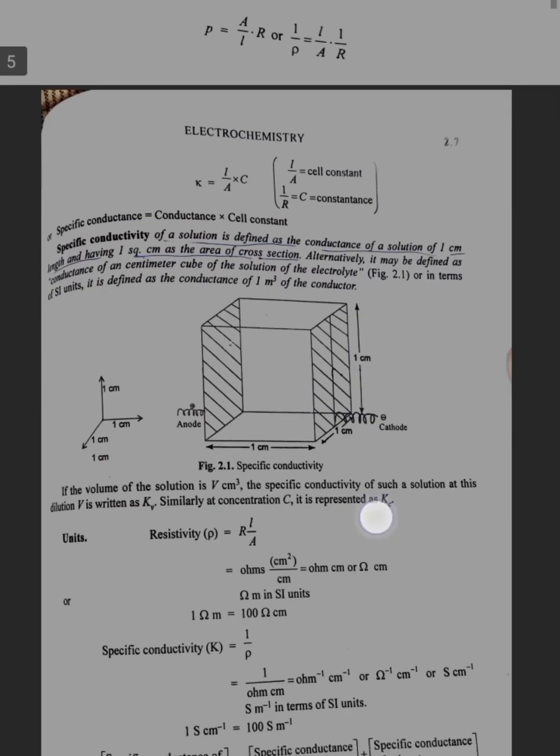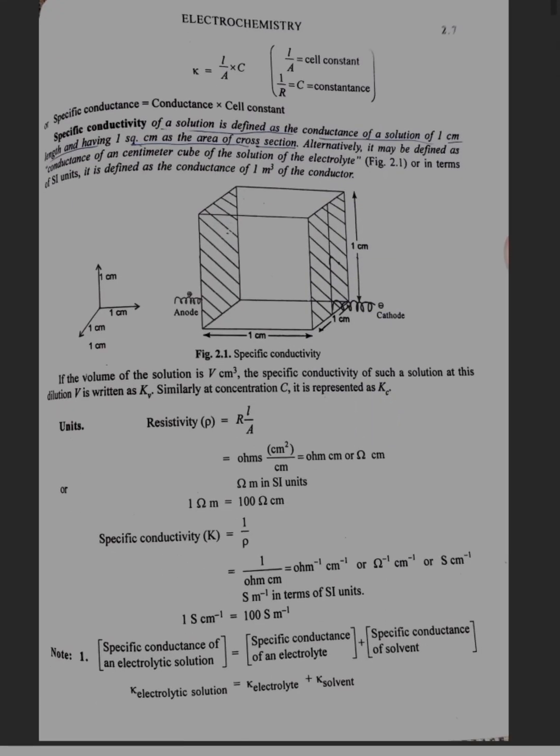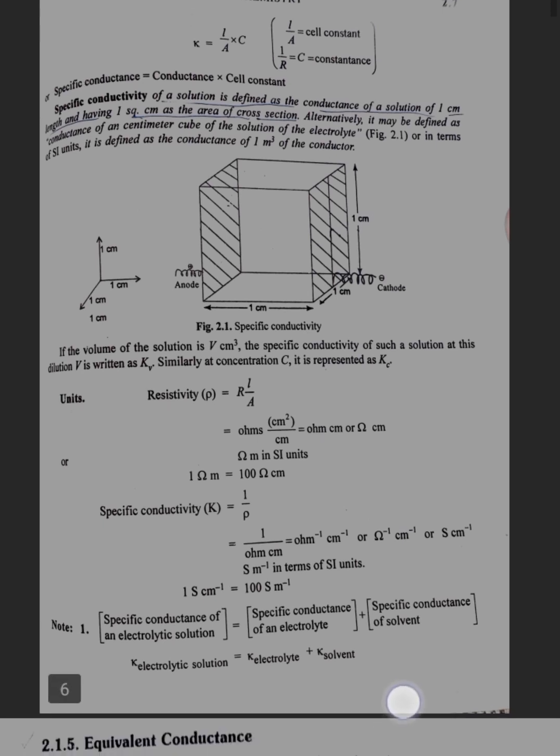Now, specific conductivity. The specific conductivity of a solution is defined as the conductance of a solution of 1 cm length having 1 cm square as the area of cross section. Alternatively, it may be defined as the conductance of 1 centimeter cube of solution of electrolyte, or in terms of SI units, as the conductance of 1 meter cube of solution. If the volume of solution is V centimeter cube, the specific conductivity of such a solution at this dilution V is written as Kv. Similarly, at concentration C, it is represented as Kc.